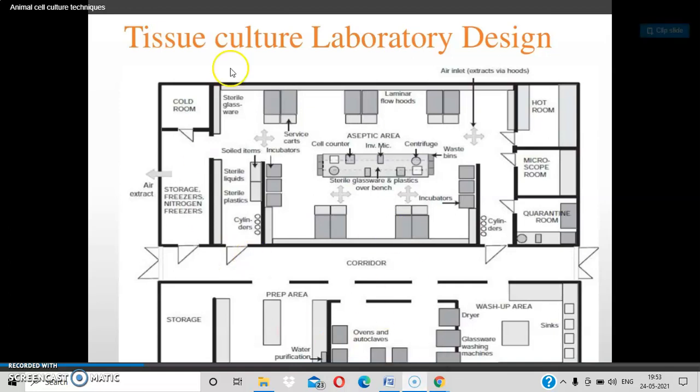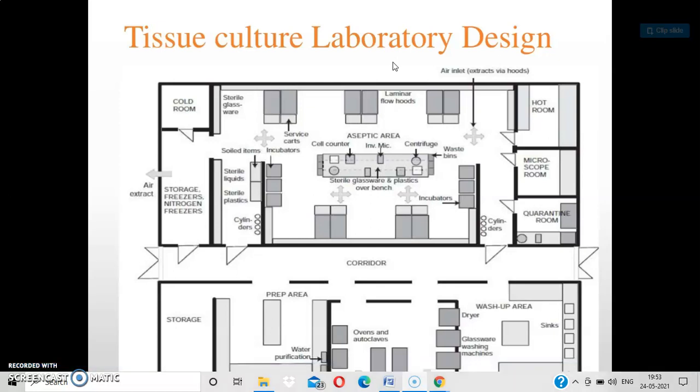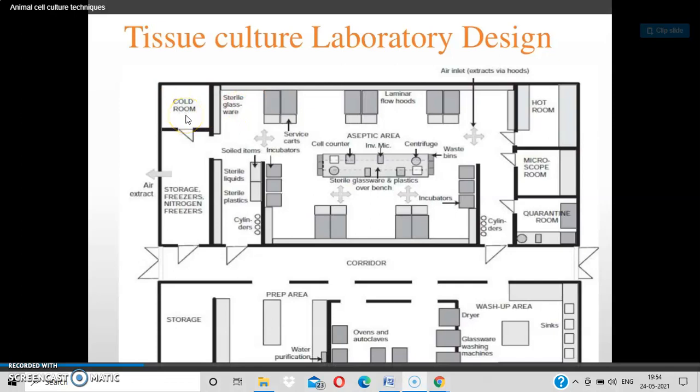See, this is the design. We should maintain like this. When you enter, your lab should be just like clean glass. Whatever it is, your floor is covered with tile, your walls are covered with any other designs, and you should maintain it just like clean glass. Remember this point always.